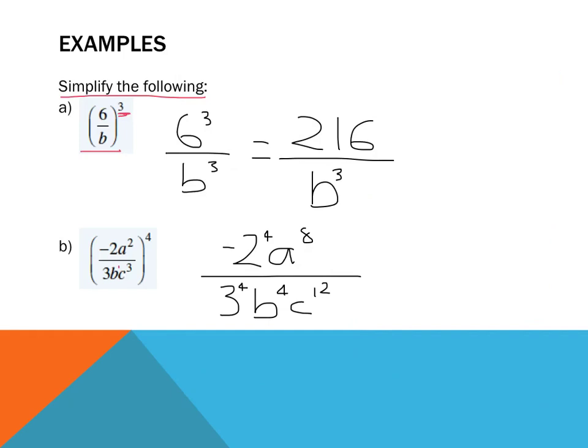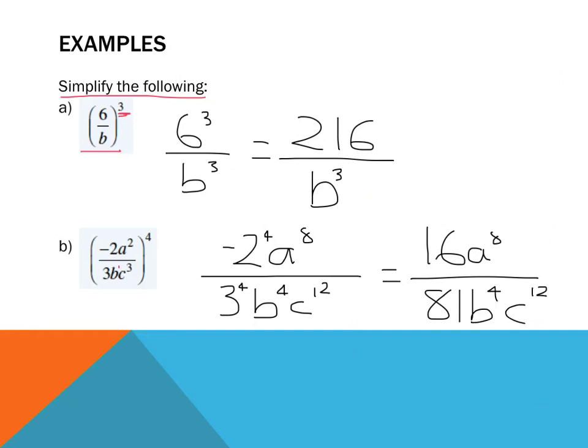Negative 2 to the power of 4. Negative 2 times negative 2 times negative 2 times negative 2. Okay, positive 16. And that a to the power of 8 stays the same. Okay, 3 to the power of 4. 3 times 3 is 9. 9 times 3 is 27. 27 times 3 becomes 81. Okay, 81, b to the power of 4, c to the power of 12.